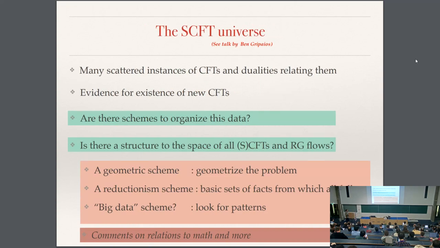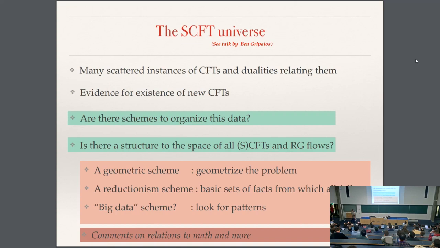Okay, so this is the situation. We have many scattered instances of CFTs and dualities relating them. We have a lot of evidence about existence of interesting CFTs in higher dimensions like 6D and 5D, where field theoretic constructions are not available. And what we will ask is whether there are any schemes, any ways of thinking which will help us organize this zoo of observations. Or in other words, is there a structure to the space of all supersymmetric conformal field theories and RG flows interconnecting them?